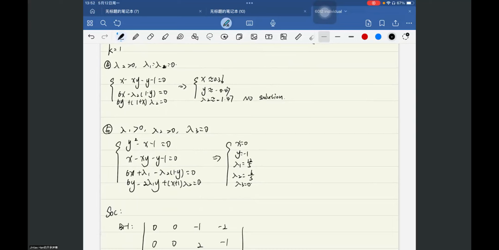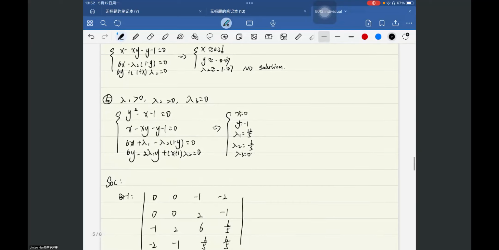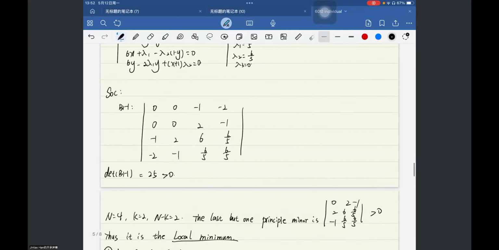The lambda 1 is larger than 0 and the lambda 2 is larger than 0 and the lambda 3 equals 0. In this case, we can solve x equal to 0 and 1, y equal to minus 1. And the lambda 1 is 12 over 5 and the lambda 2 is 6 over 5 and the lambda 3 is 0. So we do the second order condition.